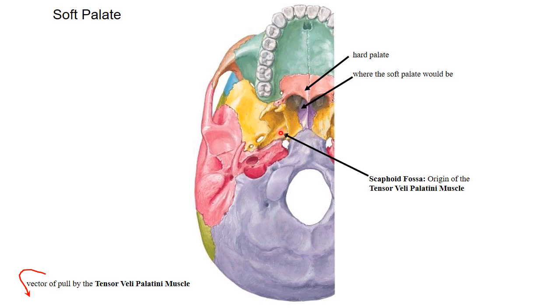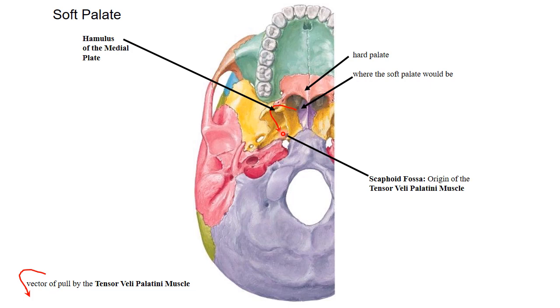And this is actually the origin of the tensor veli palatini. This is where the muscle is attached at its origin. Remember, its insertion is going to be the soft palate, which is right here. And right there, we see the hamulus of the medial plate of the pterygoid process, of the sphenoid bone, of the skull, of the body of planet Earth. Anyway, you get the idea. There's the hamulus right there. And so the vector of pull of the tensor veli palatini is going to be like this. So it's pulling this way, okay, pulling out on this soft palate, which would be right here. Remember, there's going to be another one on the other side. It's pulling out laterally, and the muscle tendon is going to hook around the hamulus right there. And the origin of the muscle belly is right there in the scaphoid fossa.